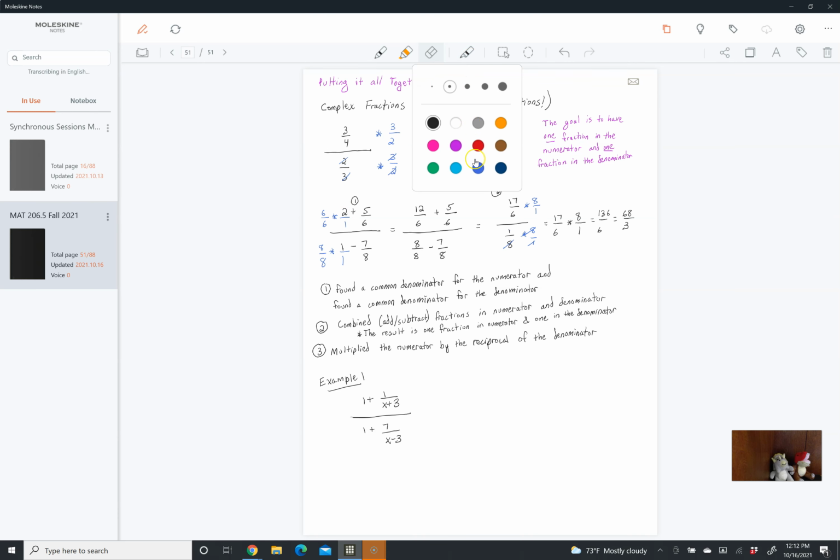So first thing is I would put your whole numbers over 1. Okay. What you're going to do is find a common denominator for the numerator and a common denominator for the denominator. So in the numerator, we have 1 and x plus 3. We look at the first fraction and say, what does the other fraction have that this one doesn't? The other one has an x plus 3. This one doesn't. So we multiply by x plus 3 over x plus 3.